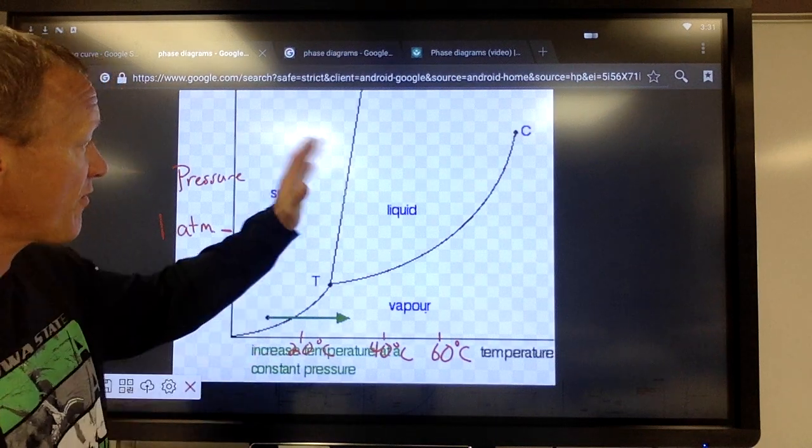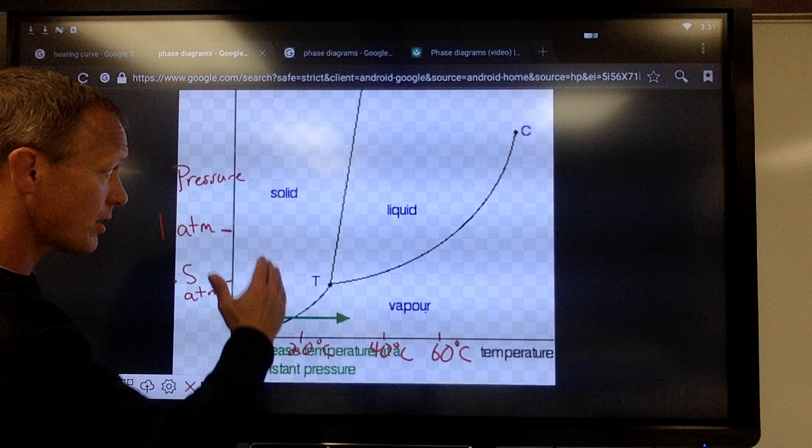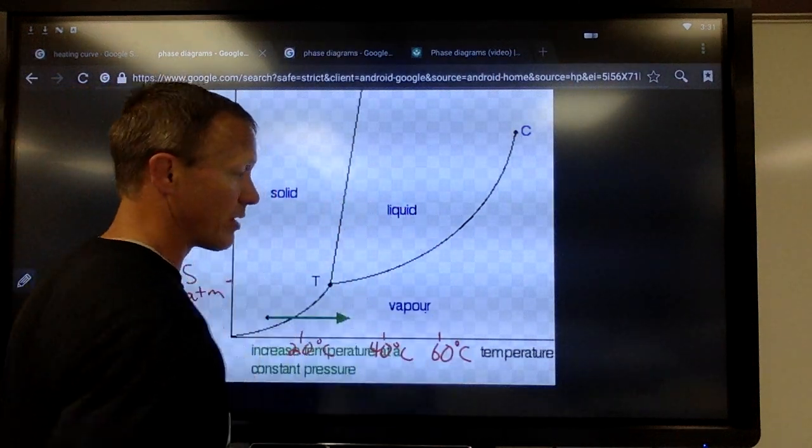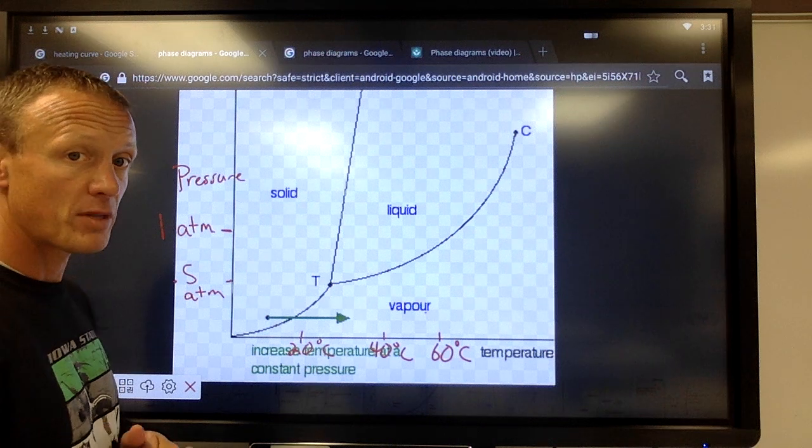Okay, so this is a phase diagram, and they'll typically look like this. So it's always solid, liquid, gas going that direction. Okay, they'll look a little bit different for each substance. Every substance will be a little bit different.